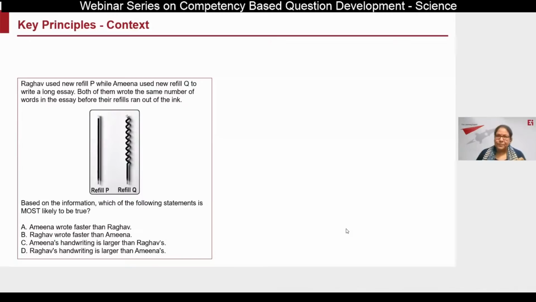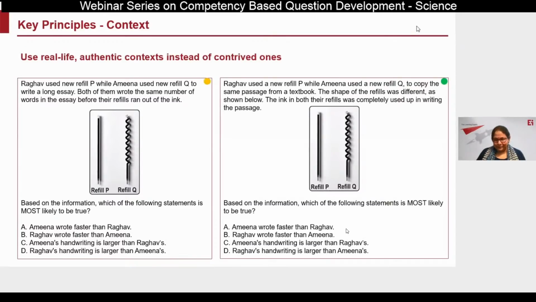The only problem with this question is how many students have we seen who would write different essays, or write their essays and have the same number of words, right? So it's a very contrived situation. And that's where maybe just bringing a bit of a change in the question can make it very specific and real. We've changed it from writing an essay to copying a passage.